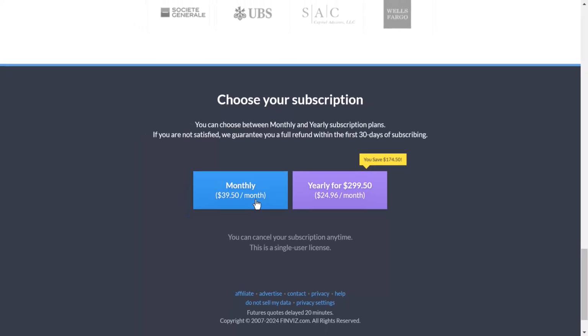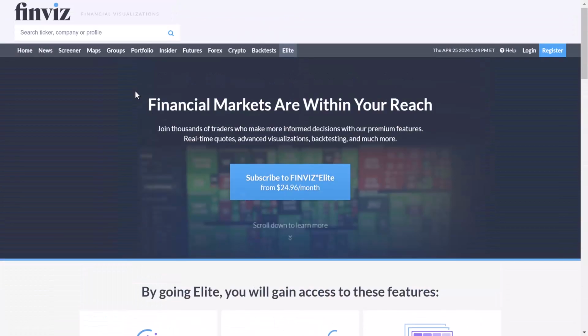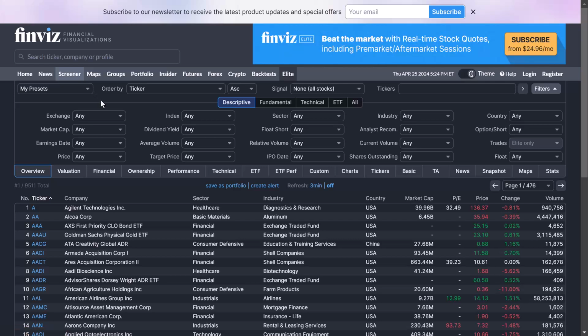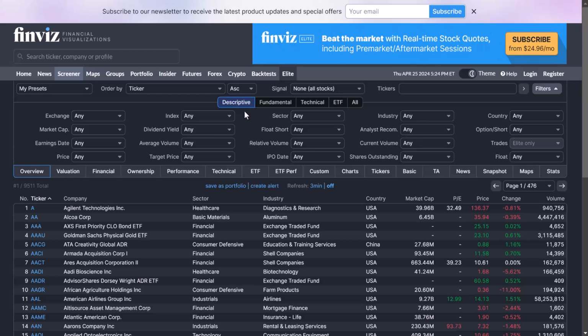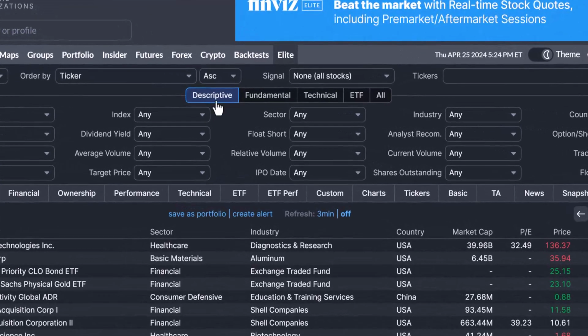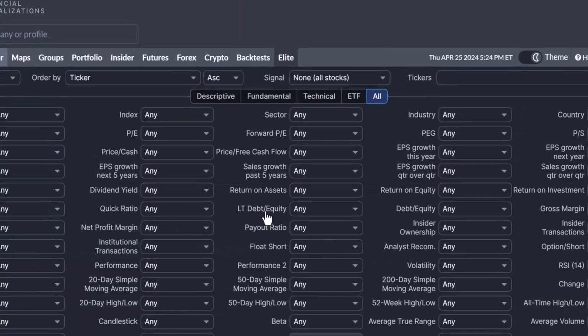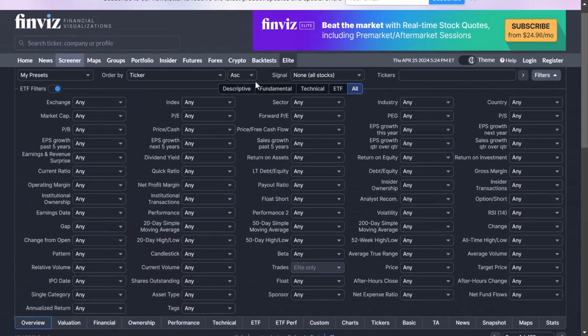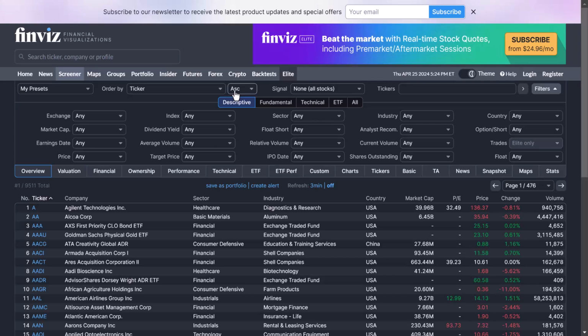Okay, so with that, let's dive into the screener itself. So this is the Finviz screener. As you can see, there are quite a few filter metrics listed right here at the top. They're divided into a few categories: descriptive, fundamental, technical, and ETF. You can also click all and see all of the filters in one place, but I kind of like just the organization of these tabs.